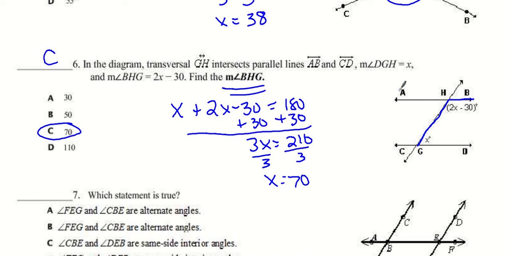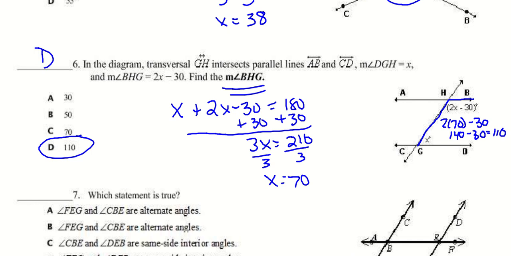But, timeout, we fell for it. I just told you guys, make sure you plug in. What are we looking for? We're finding BHG. So if I plug in 2 times 70 minus 30, that is 140 minus 30, which is actually 110. So we should have chosen D.